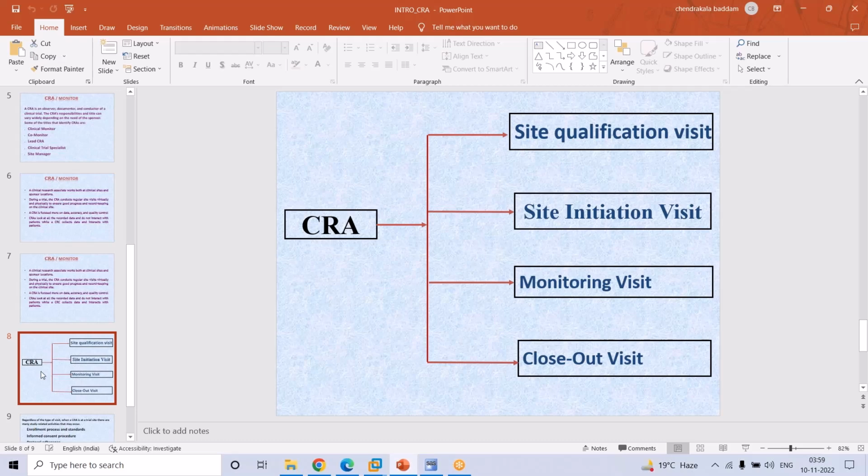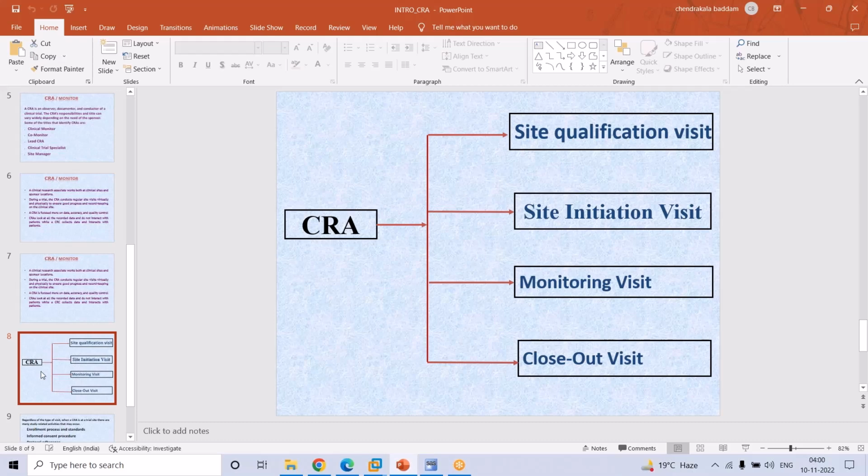So this is the initiation visit. In the initiation visit, they check whether they are aware of the protocol, whether the investigator is eligible to conduct the study, whether training is given to the site team, and whether the site has approval to conduct the studies. Then they perform the monitoring visit. Once the study starts, they perform monitoring visits.